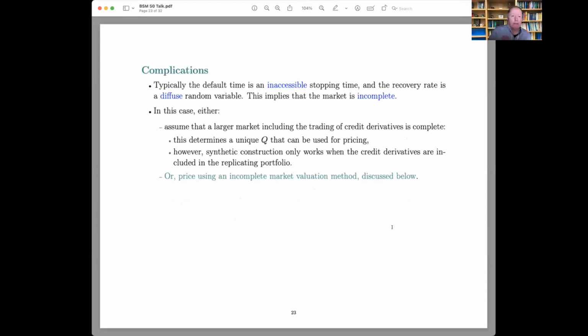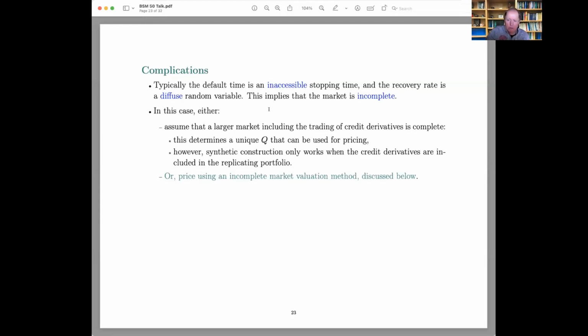But there's a complication, a fly in the ointment, so to speak. Typically, when you build these price processes, the default time is what's called an inaccessible stopping time, which means it's a surprise. It's not anticipated, and the recovery rate is often a diffuse random variable, and the conjunction of those two typically implies the market's incomplete. We still would like to use risk neutral valuation if we could, but we're not going to be able to do synthetic replication if the market's incomplete.